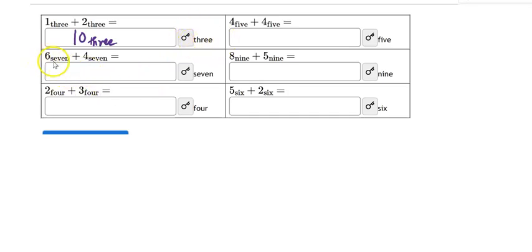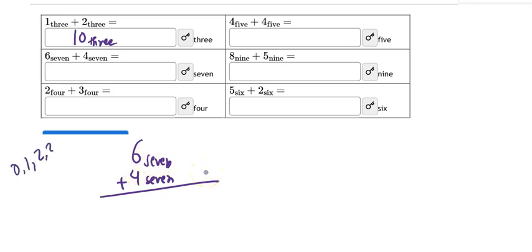Let's do the second one. 6 base 7 and 4 base 7. If you add them, you get 10. 4 plus 6 normally adds up to 10, but in base 7 we use only 0, 1, 2, 3, 4, 5, and 6, not 7, not 8, not 9, not 10. So what I'm going to do is convert this 10, which you get whenever you add, to base 7. How do I do that? I divide it by 7, which is the base. Always divide by the base.